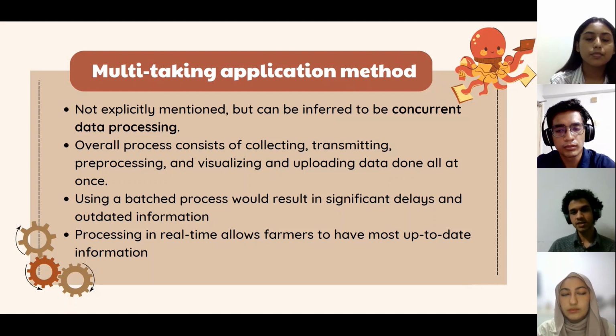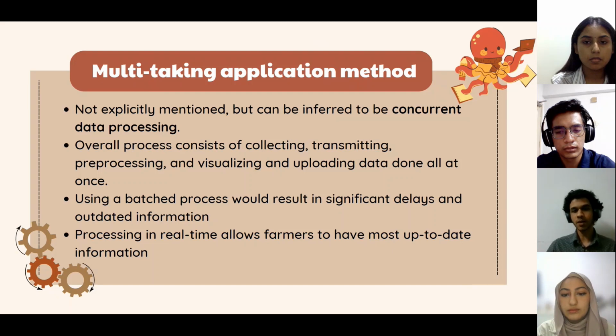all done concurrently. So when the mobile node is within close vicinity of a sensor, it's going to be sending the data, and at the same time, the mobile node will be ingesting the data. It will be pre-processing it, and it will also be sending the data to be visualized, all in a single pipeline.